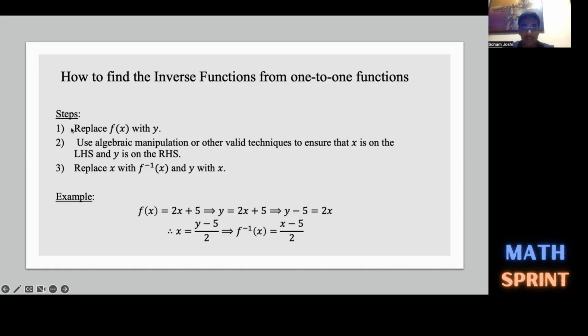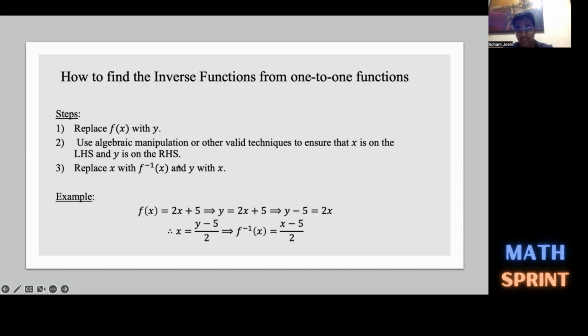Step 1, replace f of x with y. We do this because it's easier to perform algebraic manipulation with single-letter variables like y rather than entire function values like f of x. Step 2, use algebraic manipulation or any other valid technique to obtain an equation for x in terms of y. Then the third step, replace x with f inverse of x and y with x.